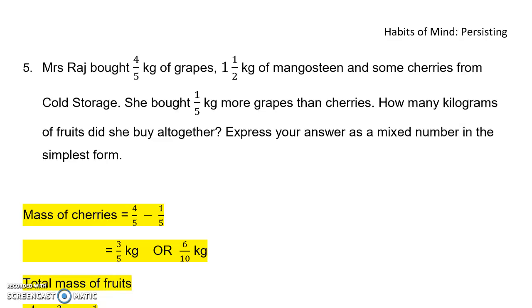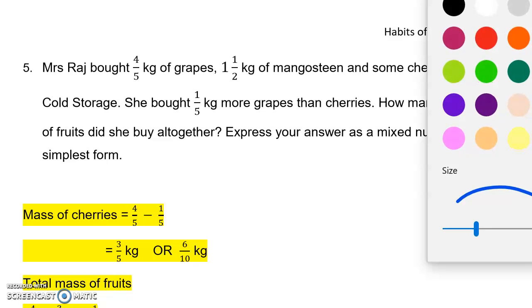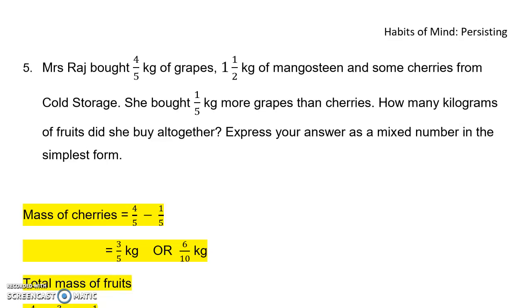Okay, so we have question 5 now. It reads, Mrs. Raj bought 4/5 kg of grapes, 1.5 kg of mangosteen, and some cherries from cold storage. She bought 1/5 kg more grapes than cherries. How many kilograms of fruits did she buy altogether? Express your answer as a mixed number in the simplest form.